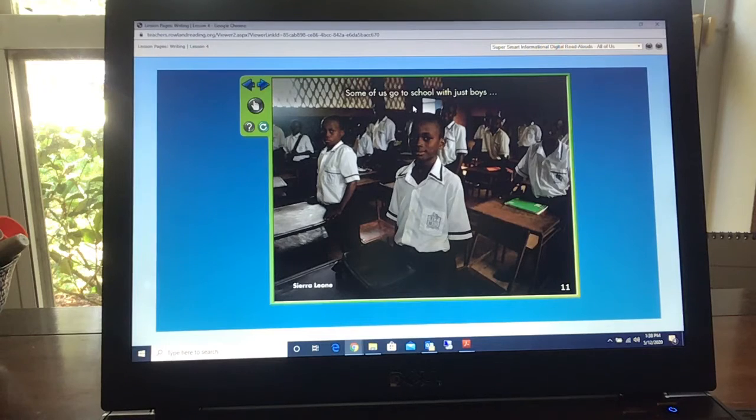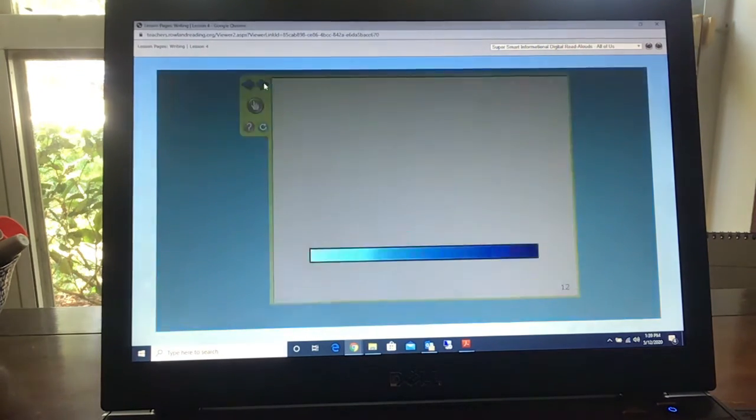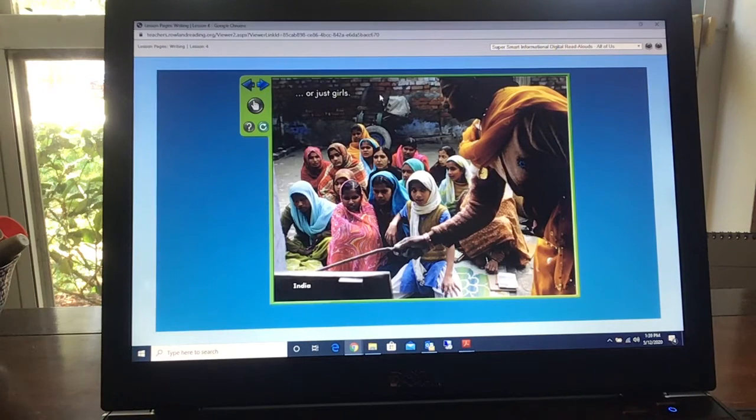Some of us go to school with just boys. They're in Sierra Leone. I wonder if you can make a prediction what the next page might say. Let's think about the pattern. It started out with some of us go to school with a few children. Some of us go to school with a lot of children. This one says some of us go to school with just boys. What do you think the next page might say? Or just girls. And this is a classroom in India.